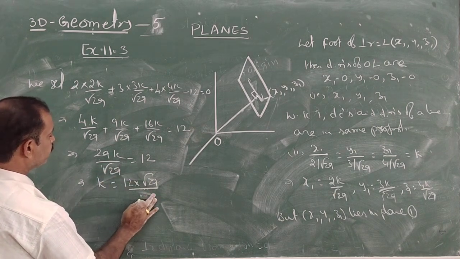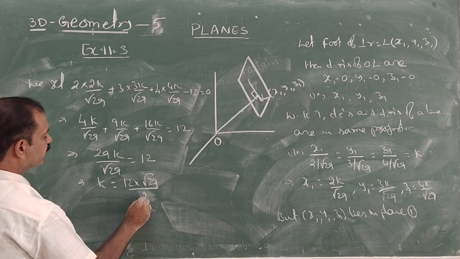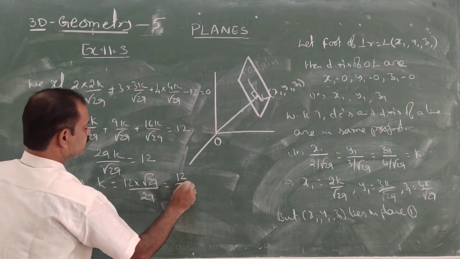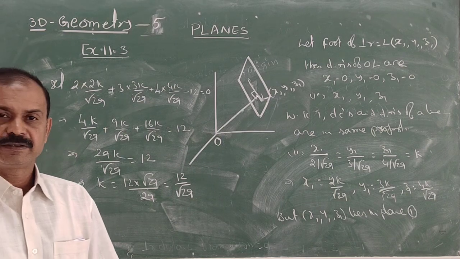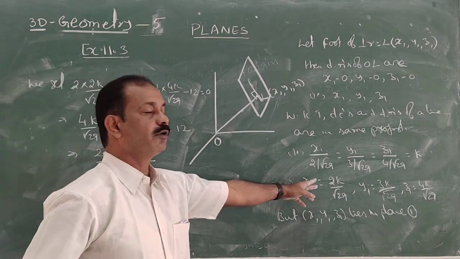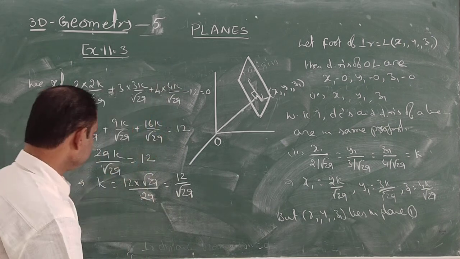So k is equal to 12 into root 29 by root 29. K is equal to 12 into root 29 by 29. This is nothing but 12 by root 29. So we have got the value of k. Now just substitute here.